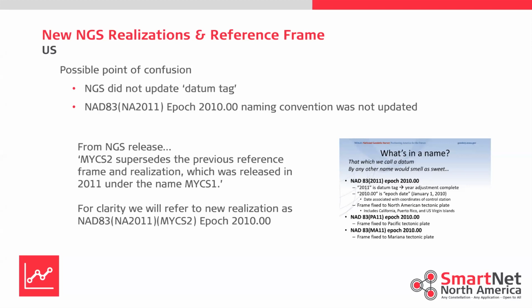So when we talk about this new realization, we're just going to talk about it as NAD83 NA2011 MYCS2 EPOCH 2010. Really great naming convention, I know. Really confusing, I understand. But when we talk about it, we'll really just talk about MYCS1 and MYCS2. But for our purposes, when you see it called out in our documentation going forward, this is what you're going to see.